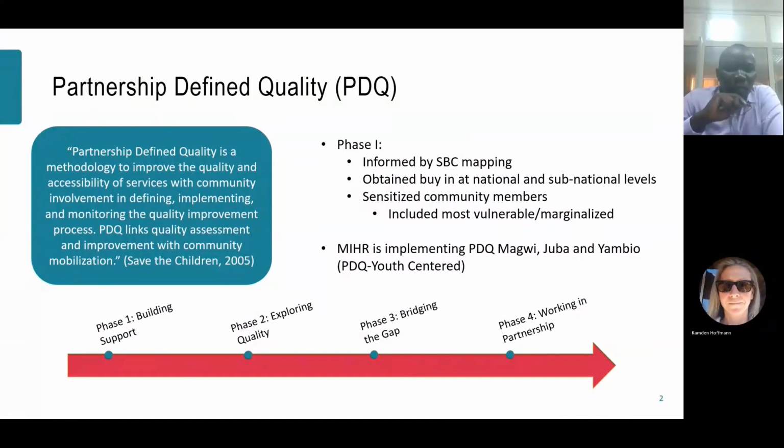The social accountability strategy that Momentum Integrated Health Resilience is using in the country ensures that we are able to use the partnership defined quality, a methodology that engages the community and also the providers in discussions, making sure they are able to link and address issues, and understand each one's side of the story.